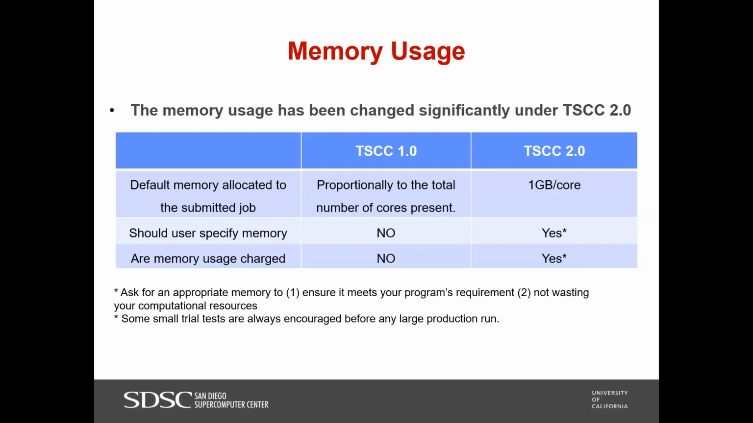Also, it's not wasting your computational resources because we are charging the memory usage on TSCC2. Some small trial tests are always encouraged before any large production run. Why? Because you are encouraged to decide the best combinations of the CPU cores and memory usage for your production run. So you're not wasting your computational resources, and also you get enough computational resources to run your program.